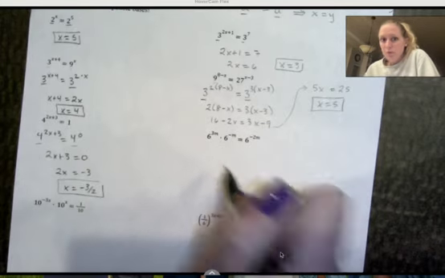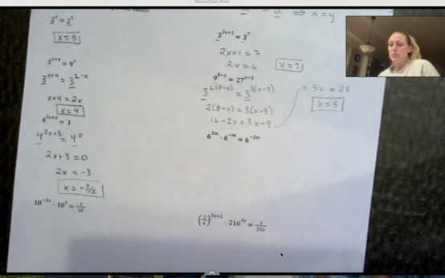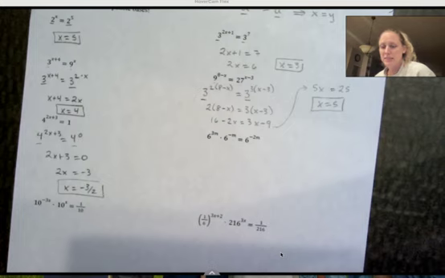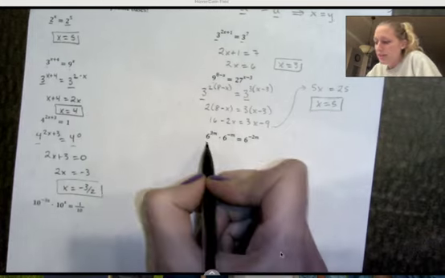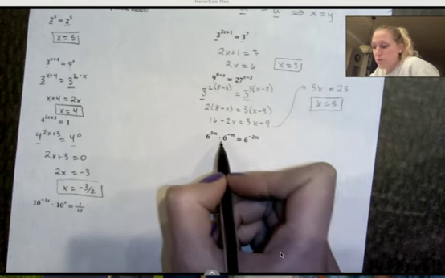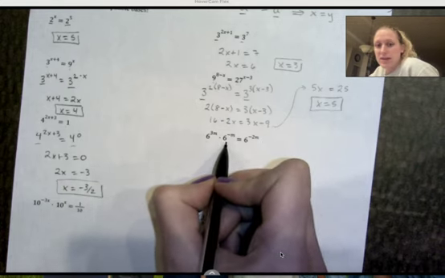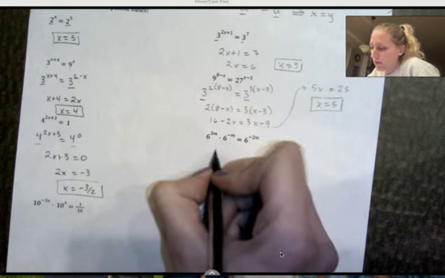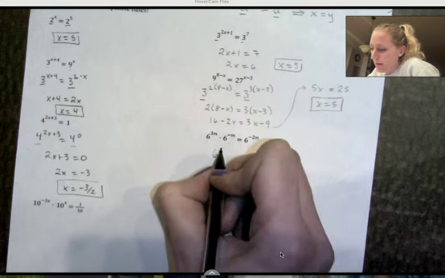Okay, before I can set exponents equal to each other, their bases must be the same and it must be a single exponential term. So I need to combine these first using my exponent rules. When I multiply powers that have the same base, I add the exponents. So 3m plus negative m is 2m.